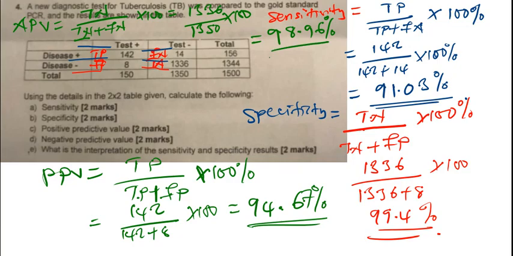Now if you look at these results for interpretation, you have to look at how sensitive and how specific this test is, and also look at the predictive value. Okay, but how can you interpret these results? Before we interpret, there's also another part that they like asking. They can also ask you to find what we call the prevalence.